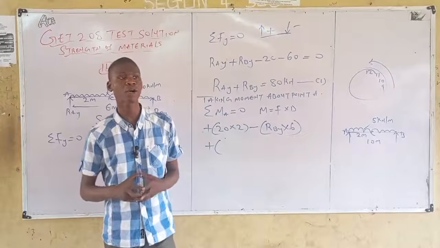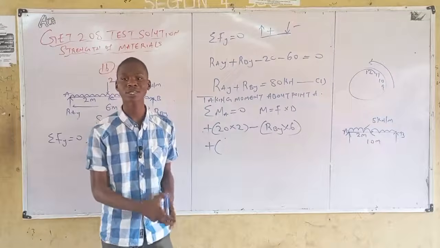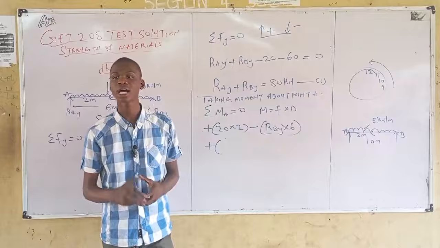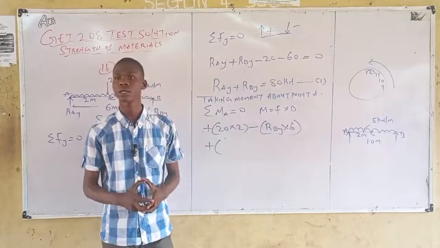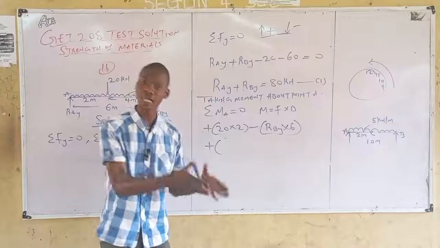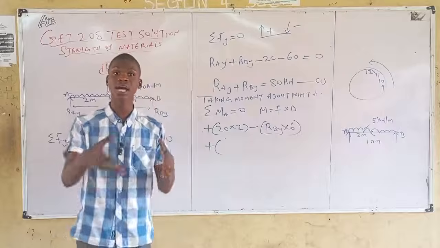What's the first point about a UDL? What do you say about UDL? I just said this now. That's the second point, the distance acts at the center. What's the first point? The intensity times the distance to give us the force, Abi. The second one is that the distance acts at the midpoint.